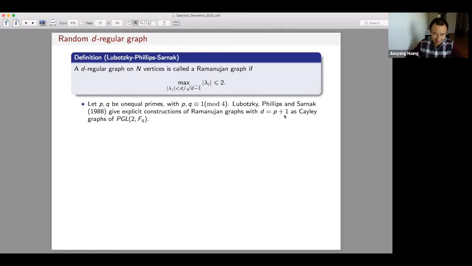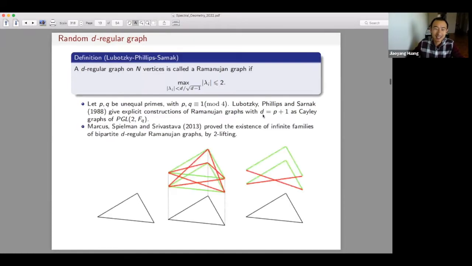Since then, it remained an open problem for a while. Does there really exist infinite families of Ramanujan graphs for any degree D? And this was only proven recently by Marcus, Spielman and Srivastava in their famous paper. They actually prove there exist infinite families of bipartite D-regular Ramanujan graphs by this two-lifting.